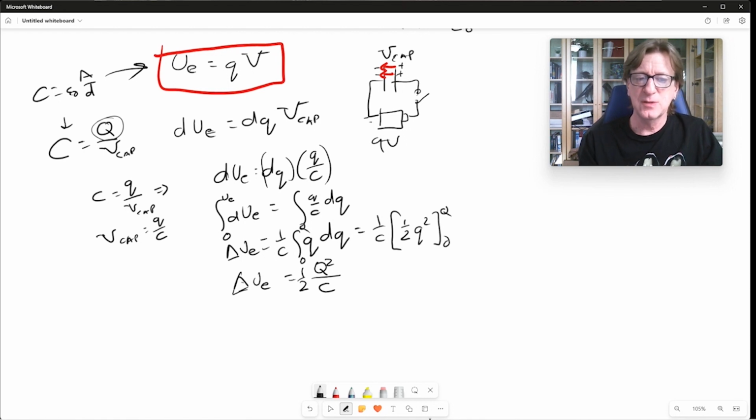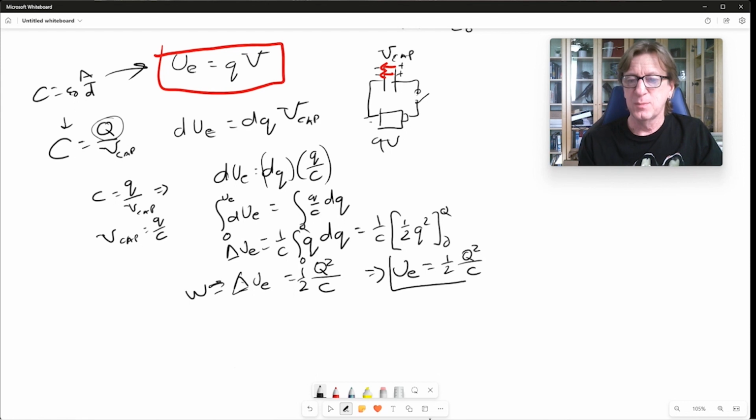Now, this quantity, the delta UE, you also know that that's also the work. That's how much work I have to do to actually charge this. So if I started with 0 potential energy, the potential energy I have at the end of the day, as soon as this thing is fully charged, is going to be UE. So this is one expression for the electric potential energy that is stored in the capacitor.